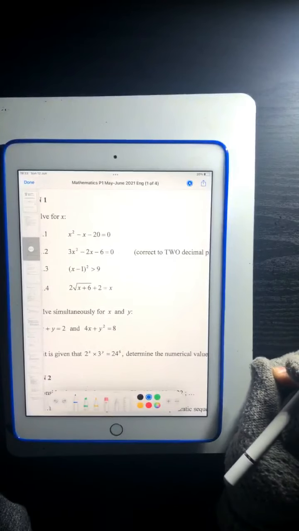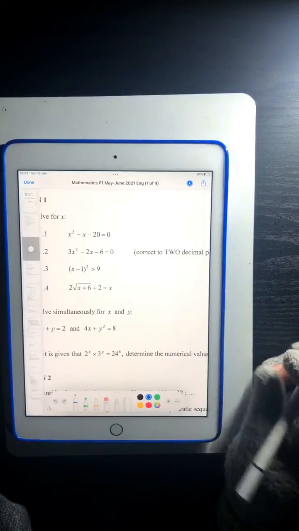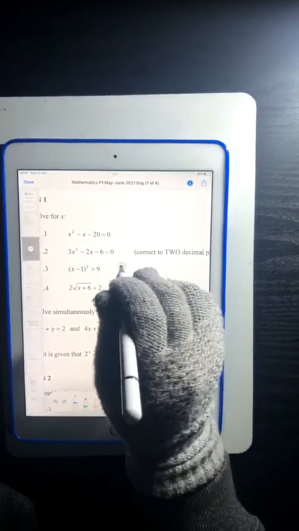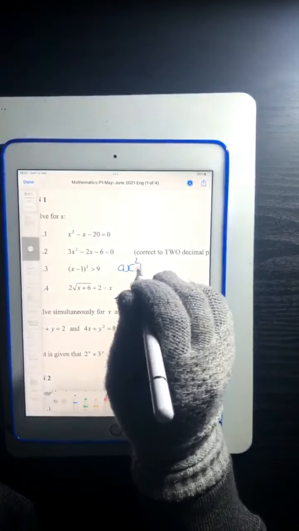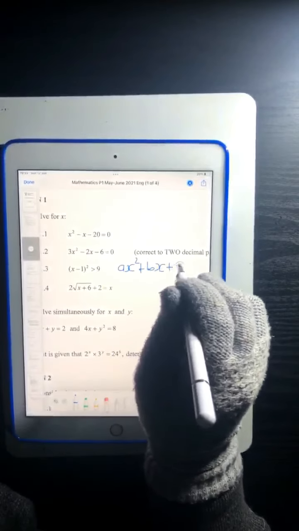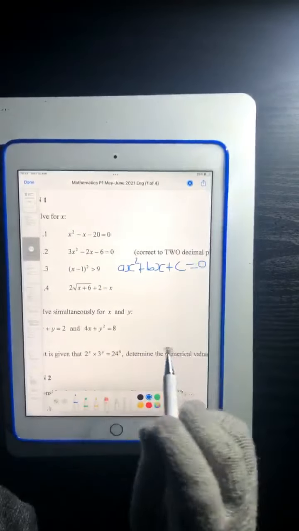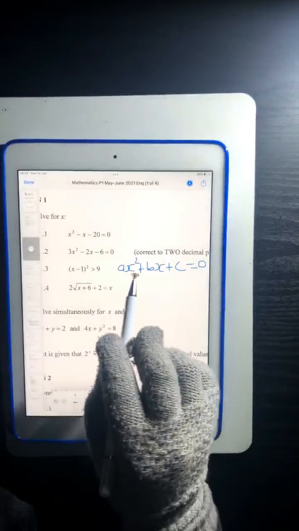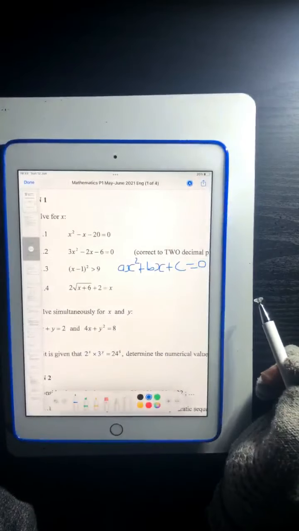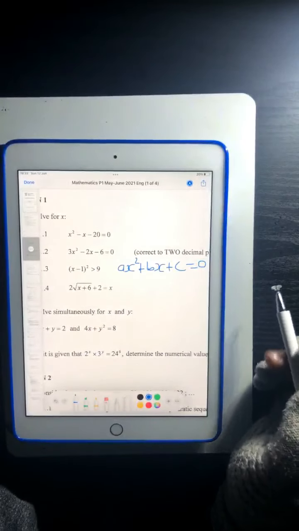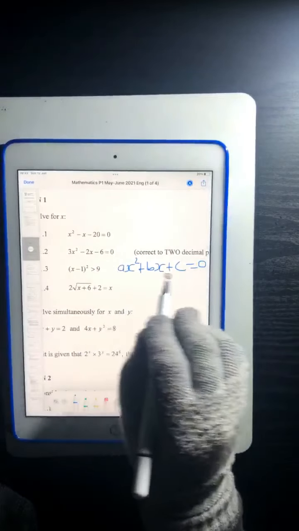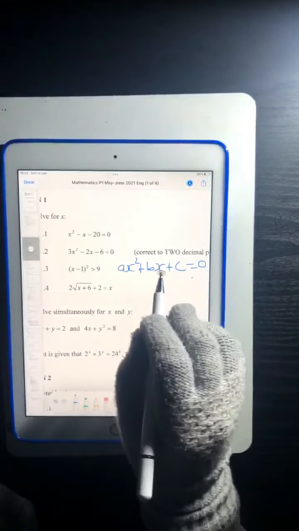I just know that we have the quadratic equation. Okay. What is this one, Ngwanamatlo? Ax squared plus bx plus c is equal to 0. This is the standard form of a quadratic equation. Do you agree? Yes. So they used this thing to make x the subject of the formula.